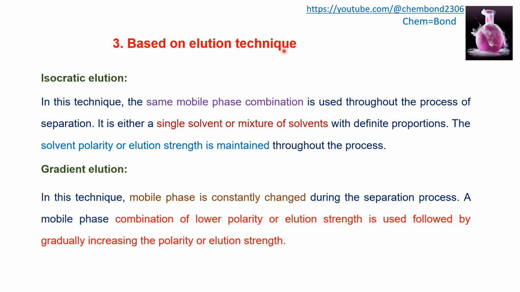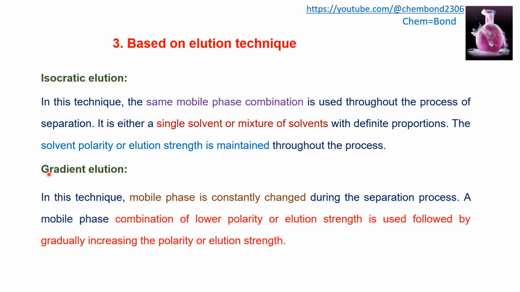Third is based on elution technique, that is isocratic elution and gradient elution. In isocratic elution, the same mobile phase combination is used throughout the separation, which means we are using either a single solvent or a mixture of solvents as the mobile phase. But the proportional ratio of the mixture should remain the same from the start of the process to the end, which means the elution strength, or the solvent polarity, will be maintained throughout the process.